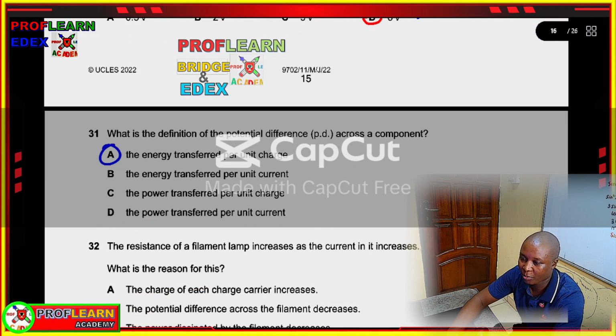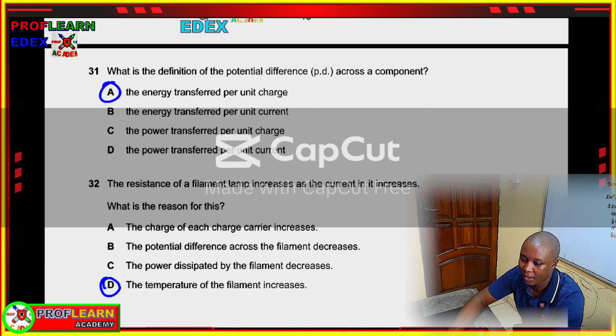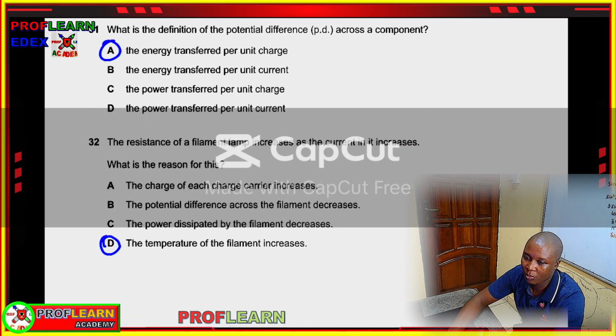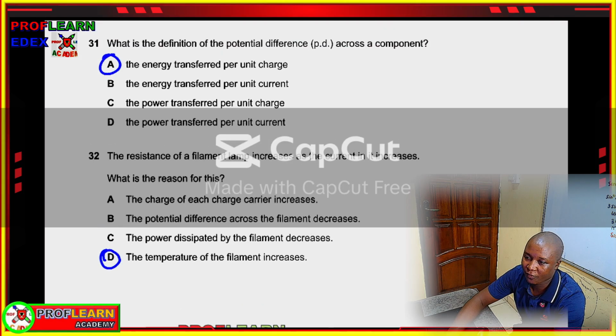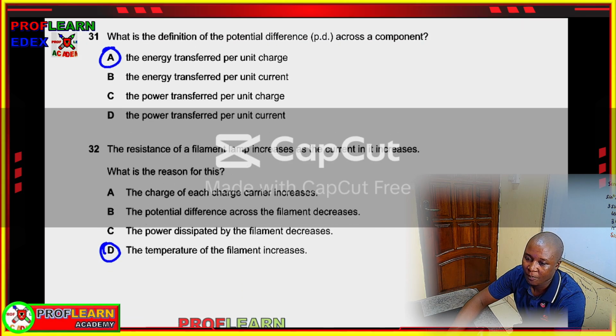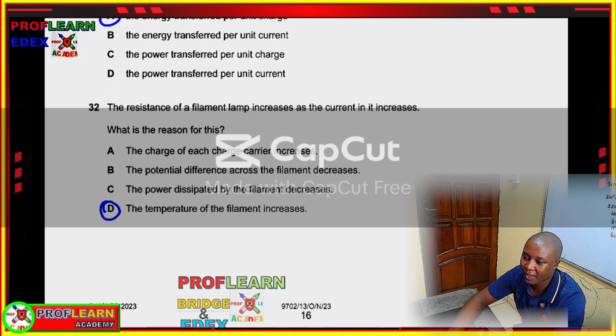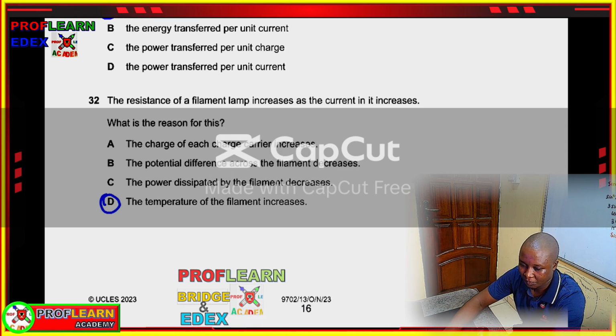What's the definition of potential difference? I'm not going to repeat that because we have mentioned it for quite some time. It is the energy transferred per unit charge. The resistance of a filament lamp increases as the current in the circuit increases, and this is because there is an increase in temperature, and when temperature increases, that results in an increase in resistance.